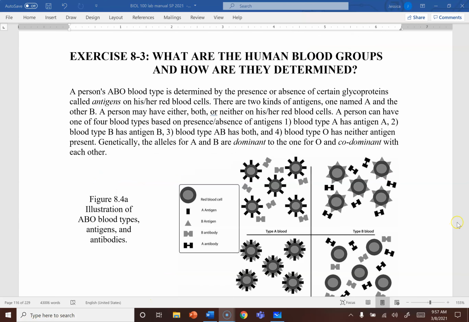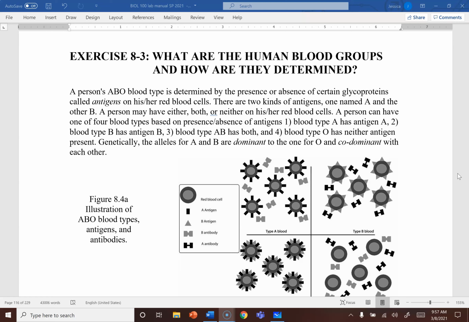In section 8.3, we're looking at human blood groups. So you're probably already familiar with the different blood groups. We have type A blood, type B, type AB, and type O. Now these blood types relate to the antigens that are present on the outside of the red blood cell. So an antigen is simply a protein or a carbohydrate that elicits an immune response, basically.